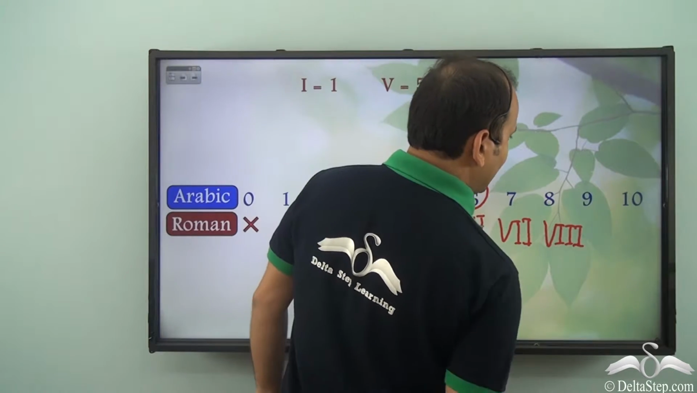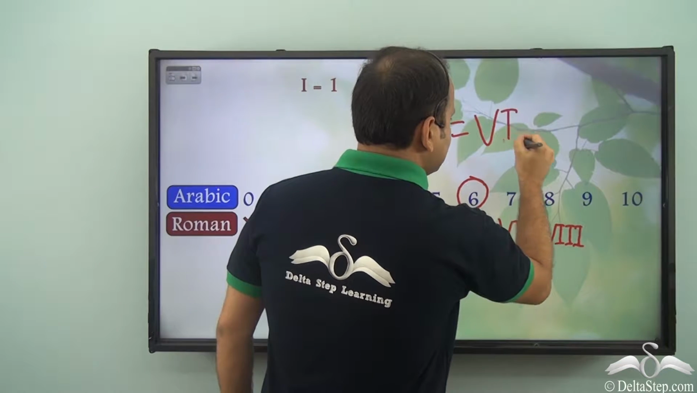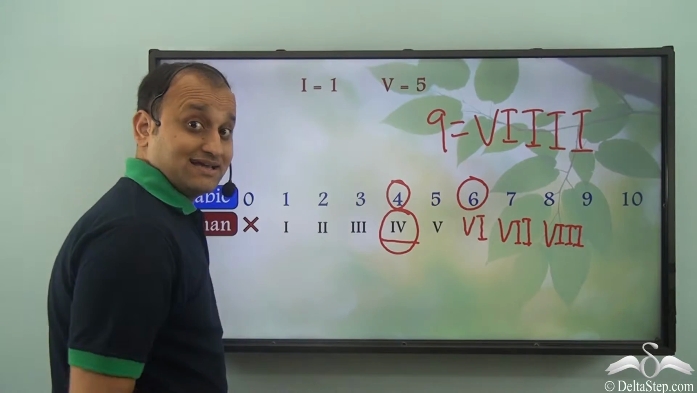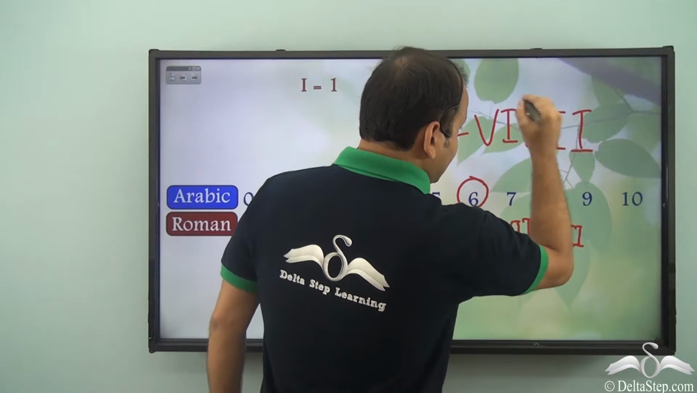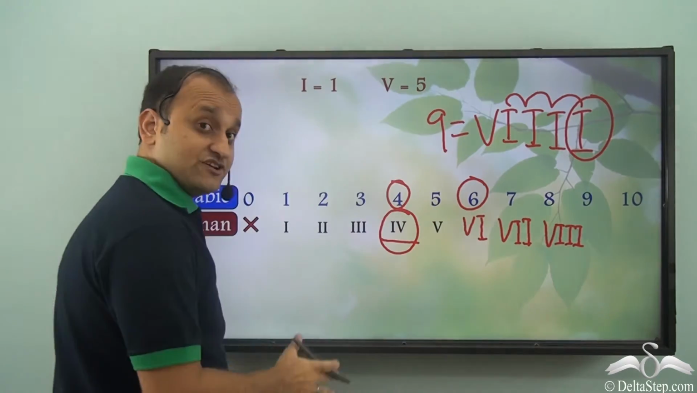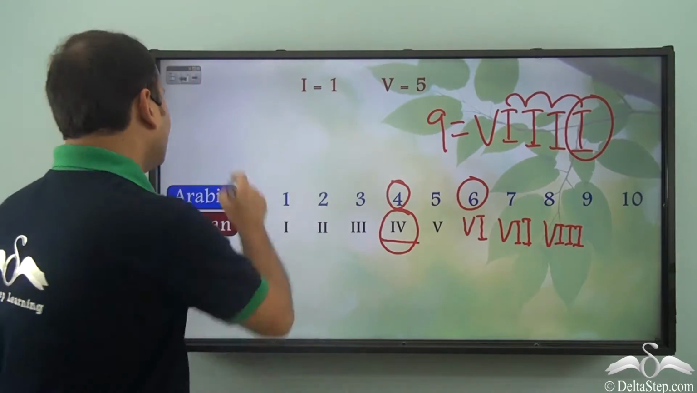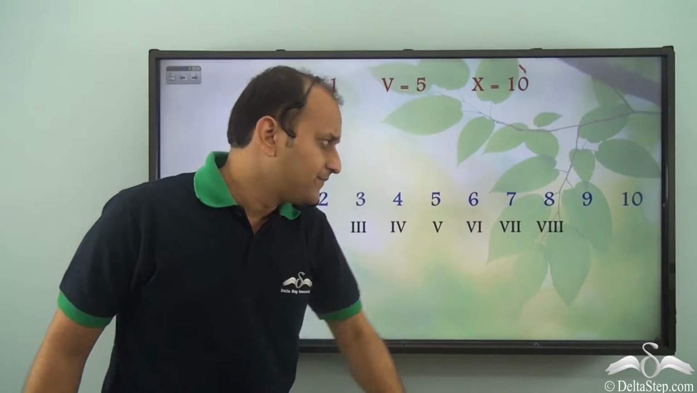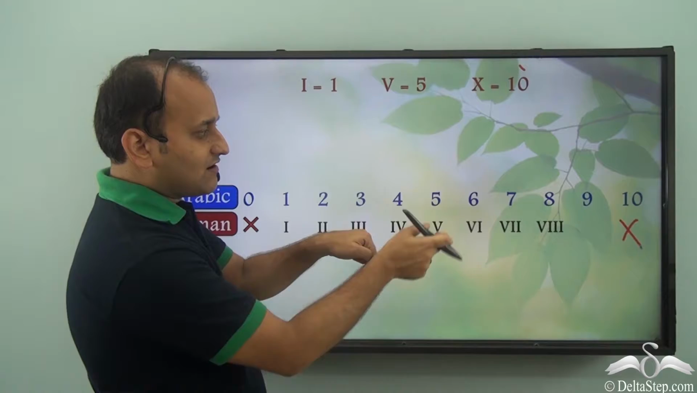Well, you may say that for 9, you can write 5, 6, 7, 8, 9. But there is a problem. We know that we can never use one symbol consecutively more than 3 times. But here we are using it the 4th time, which is not allowed in case of Roman numerals. So what is the solution? Well, we have a new symbol, that is X, which represents 10. So this is 10. But how does it solve our problem of 9?